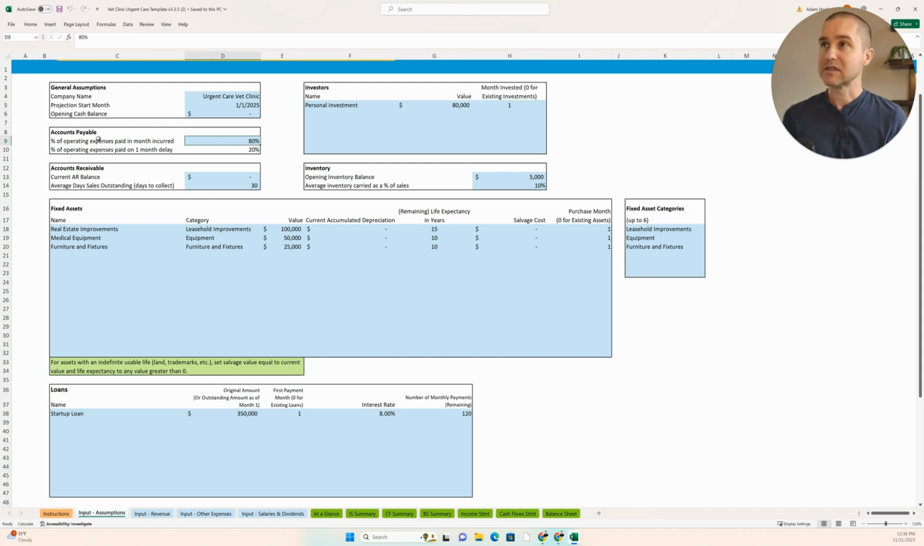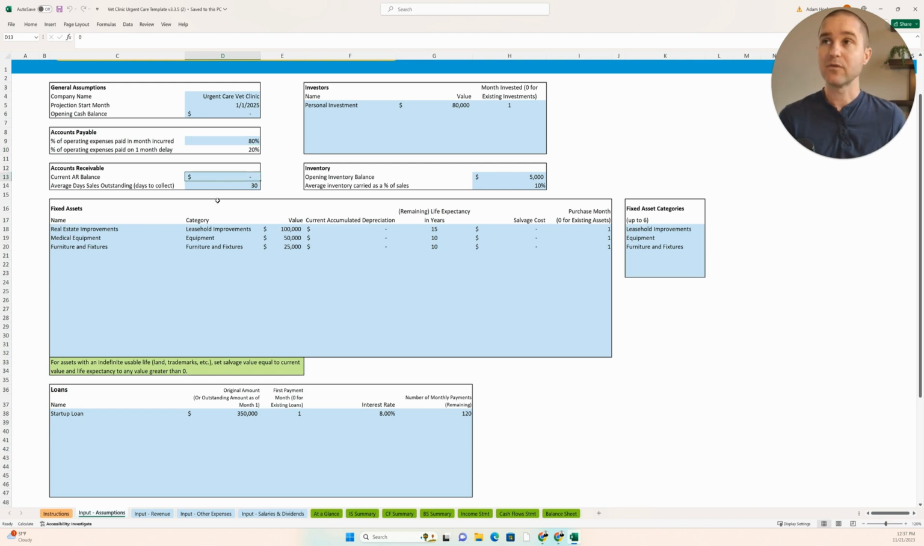A couple other assumptions to make note of here. The accounts payable. This means that we're going to pay 80% of our expenses in the month that the expense is incurred, and 20% of our bills we'll pay within 30 days. This could be some vendors that give you some terms where they'll invoice you and you have 30 days to pay. Or for example, maybe a utility company that bills you for your utilities and then you have 30 days to pay.